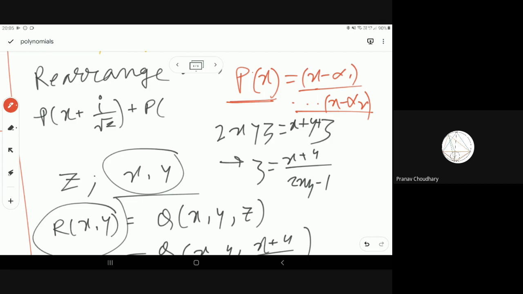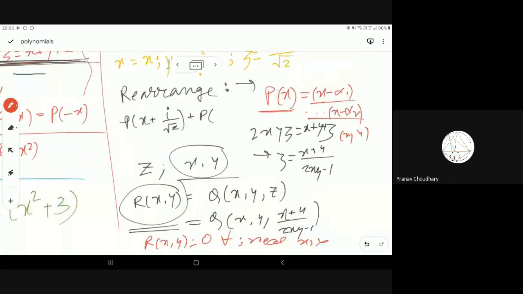I'm telling you, for all real pairs x comma y, you have r of x comma y equals 0, right? Hence, r of x comma y as a two variable polynomial in x and y must be identically 0.